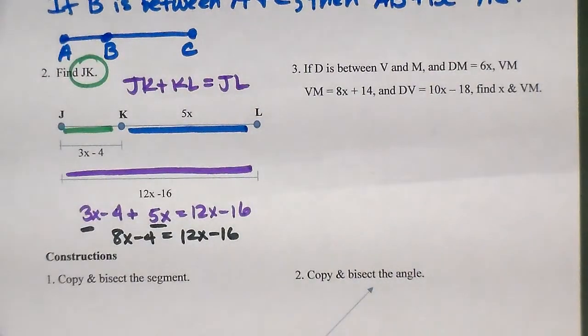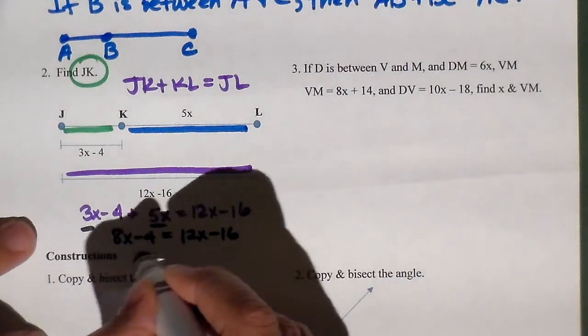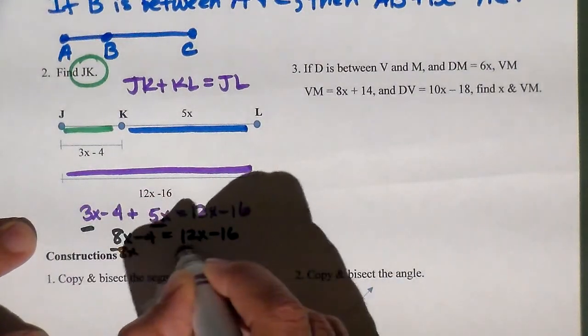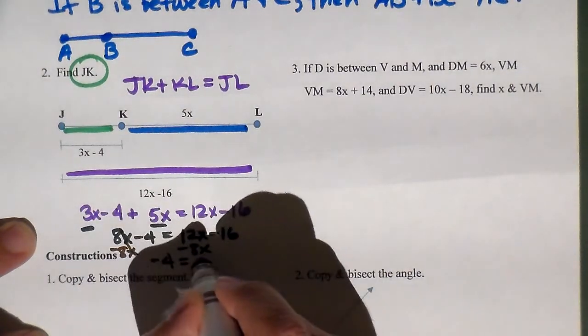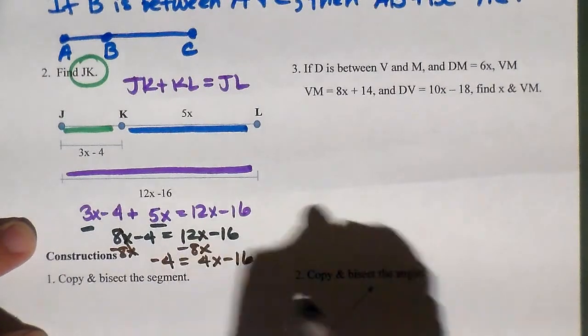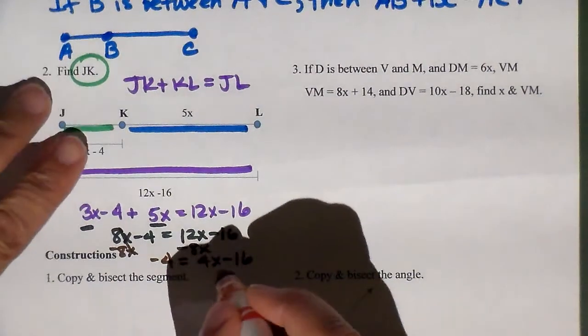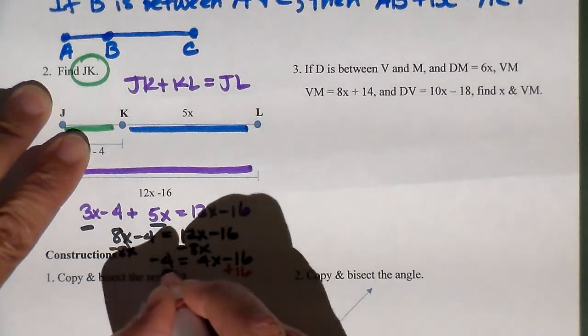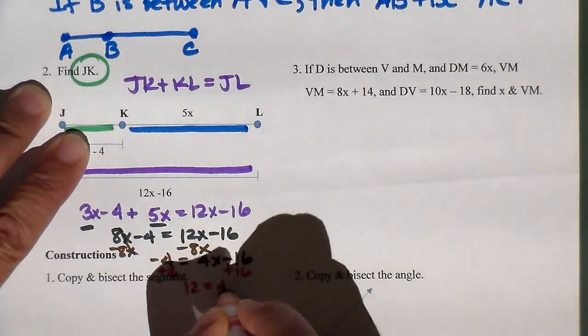Now let's get all the variables on one side and the numbers on the other. So I'm going to subtract the 8x from both sides. That leaves me with negative 4 equals 4x minus 16. Again, this is just algebra. If you need to slow it down a little bit, you can. Then I'm going to add the 16 to both sides. So I get 12 equals 4x.